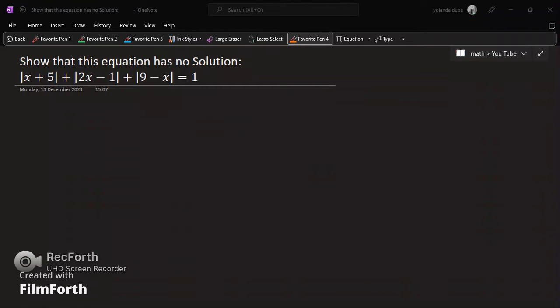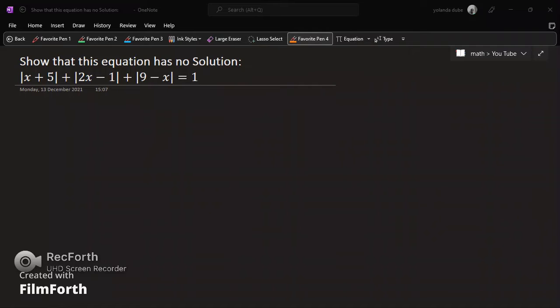Okay, hi guys. So now we have another problem which we are going to go through together. This is also a problem on absolute functions. In this problem, we are given an equation in which we are asked to show that this equation does not have a solution at all. You see that?